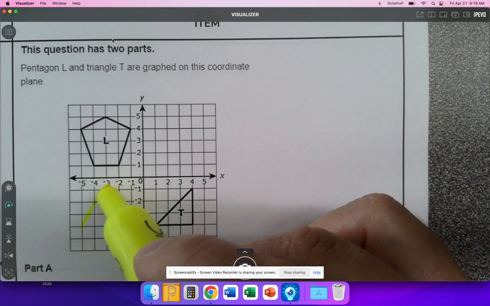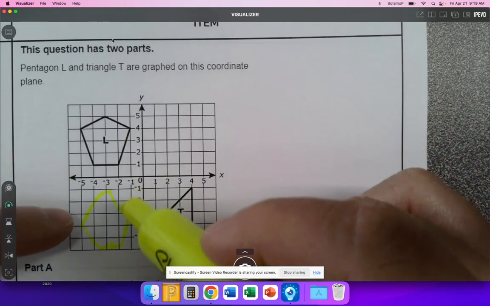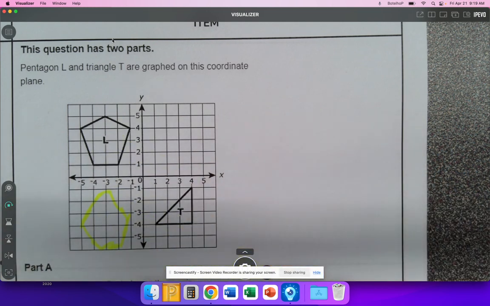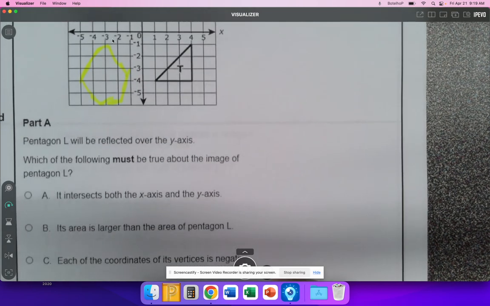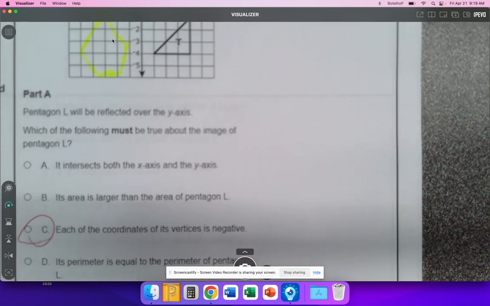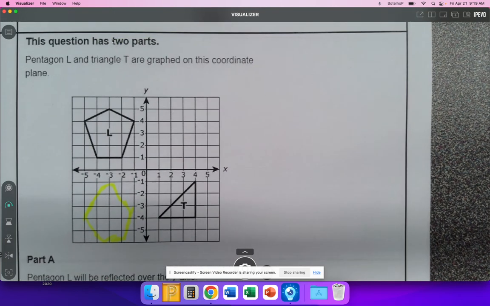So everything's definitely going to be in the negative answers. It's negative, negative, because you're going to reflect it here. So the answer would probably be C. Everything will be negative. So obviously that's a math by mistake.